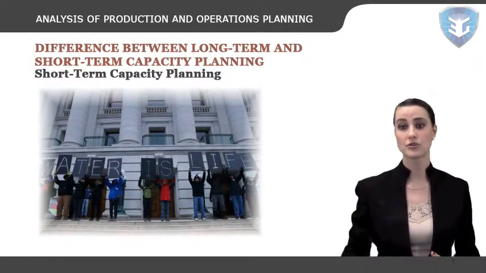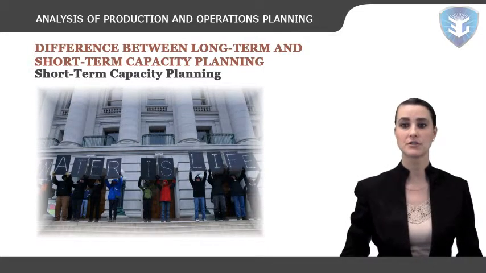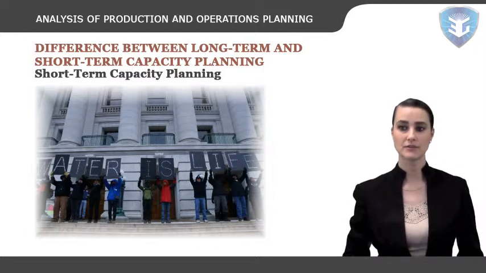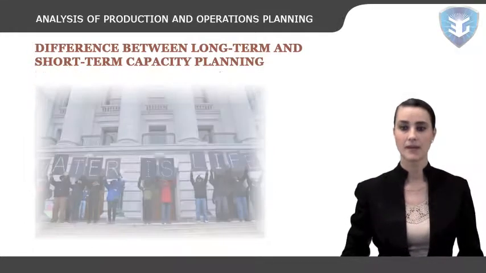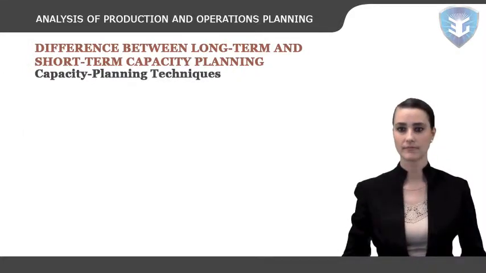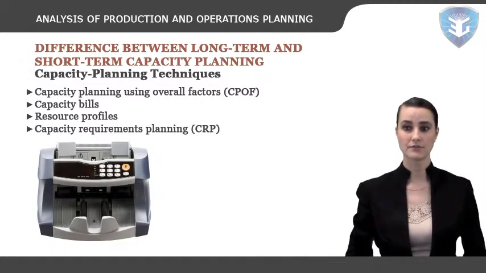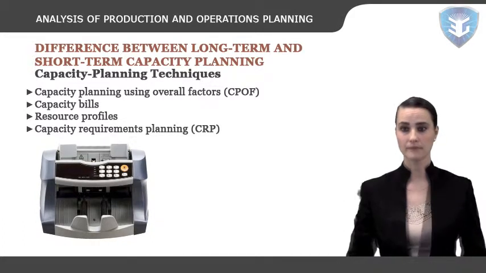Alternatives for making short-term changes in capacity are fairly numerous and can even include the decision to not meet demand at all. The easiest and most commonly used method to increase capacity in the short term is working overtime. Capacity planning techniques. There are 4 procedures for capacity planning. Capacity planning using overall factors, CPOF. Capacity bills. Resource profiles. Capacity requirements planning, CRP.